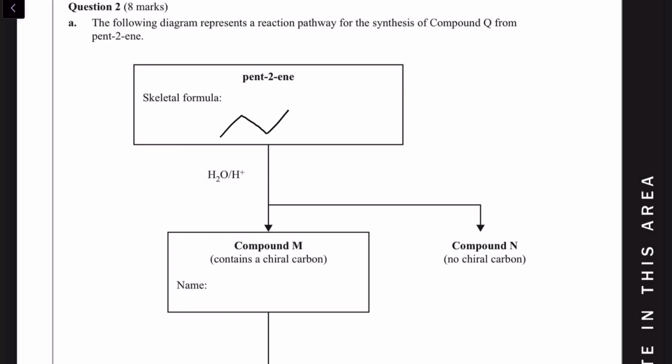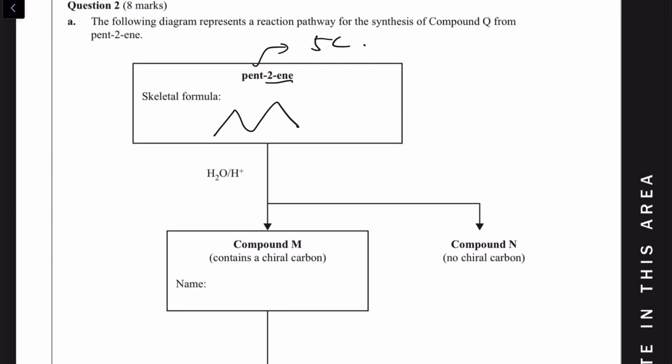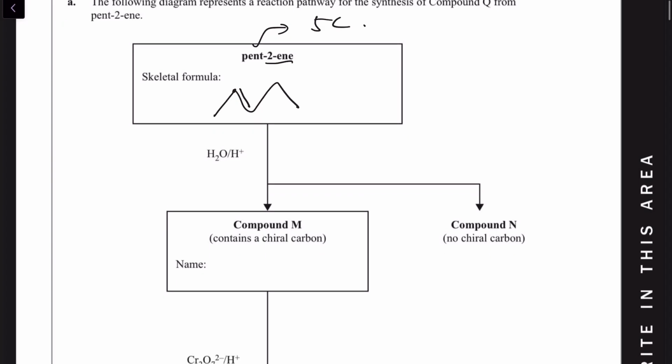For pent, we need 5 carbons. So if I draw this M-shaped thing, you can see we have 5 carbons present. So this is how you draw the skeletal formula. Everything at the end represents a carbon, and every kink represents a carbon. And we want 2-ene, so we want a double bond at the second carbon. So we draw it like this. So this is the skeletal formula for pent-2-ene.